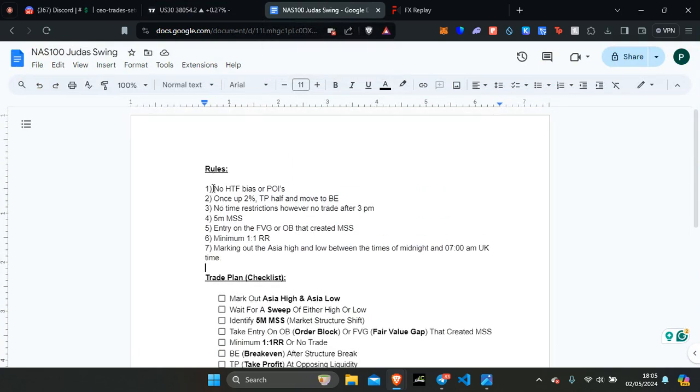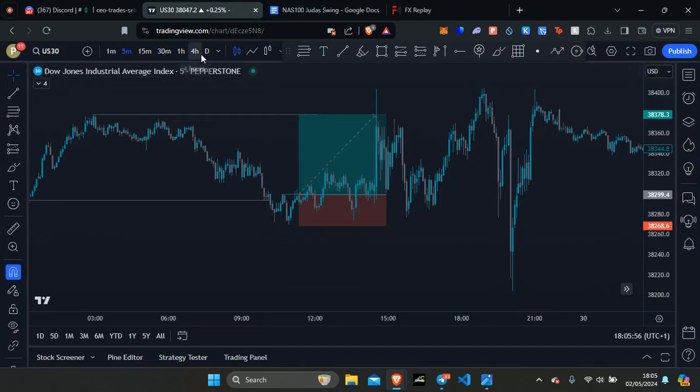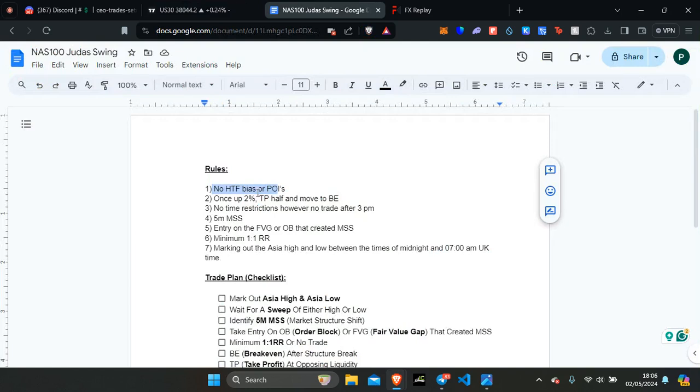So the first rule is that we have no higher time frame bias or point of interest. So what that means is we're not going to be doing a top-down analysis. We're not going to be pointing out the points of interest that are all over the chart. We're not going to be looking at what the higher time frame is doing. We're simply just going to disregard the higher time frame bias altogether.